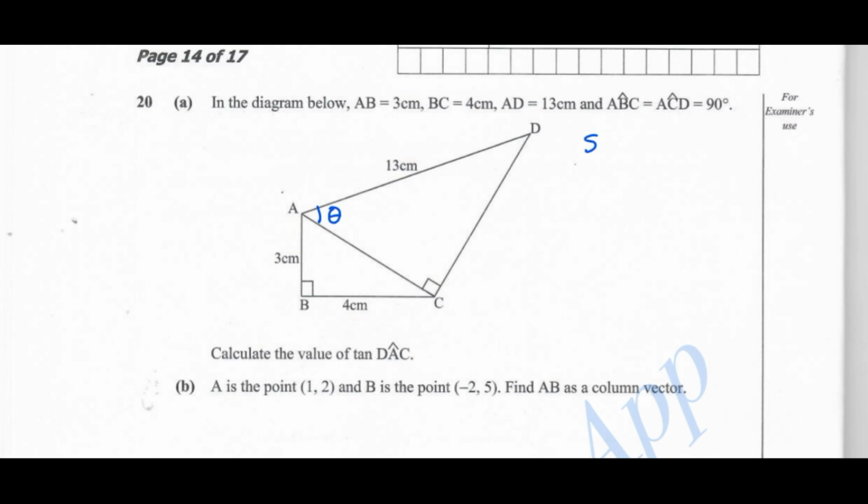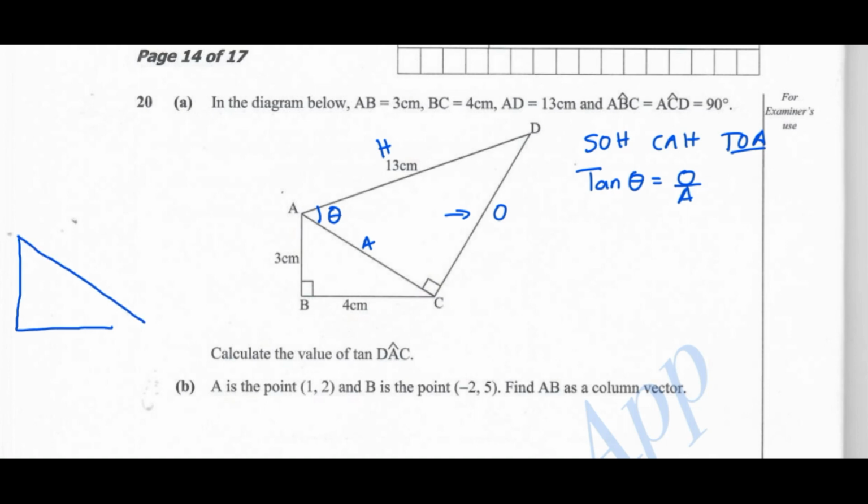Now from SOHCAHTOA, you know that tan theta will be opposite over adjacent. So for us to find this tan, we need this distance. This is our opposite, then this is our adjacent, this is our hypotenuse. Now, what are we going to do? So we are going to first get this triangle out of the combination of these two triangles.